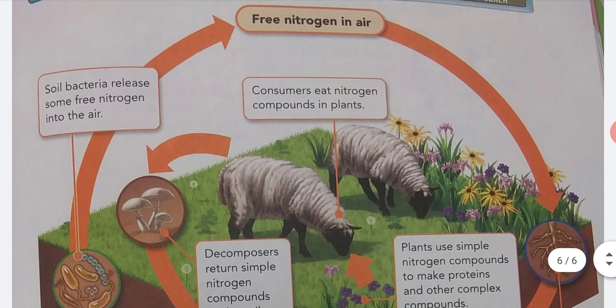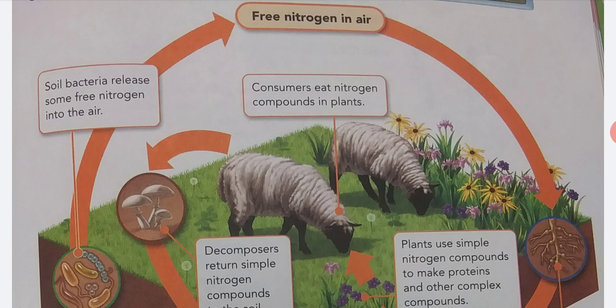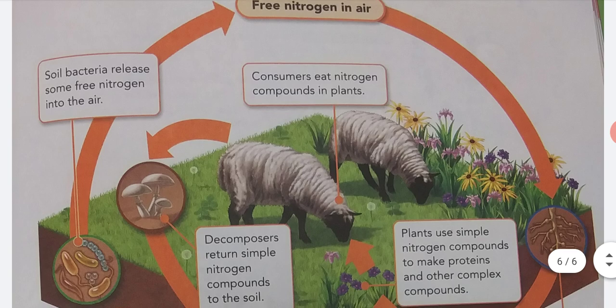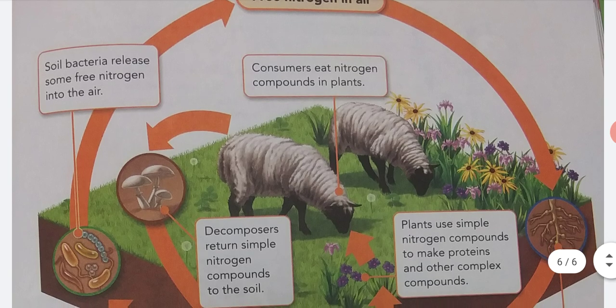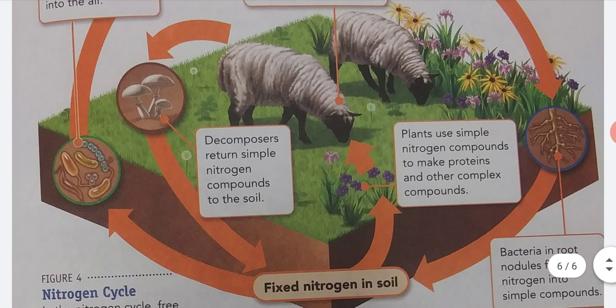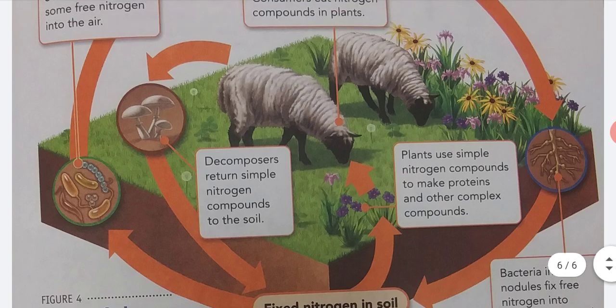Free nitrogen in the air. Soil bacteria release some free nitrogen into the air. Consumers eat nitrogen compounds in plants. Plants use simple nitrogen compounds to make proteins and other complex compounds. Decomposers return simple nitrogen compounds to the soil.